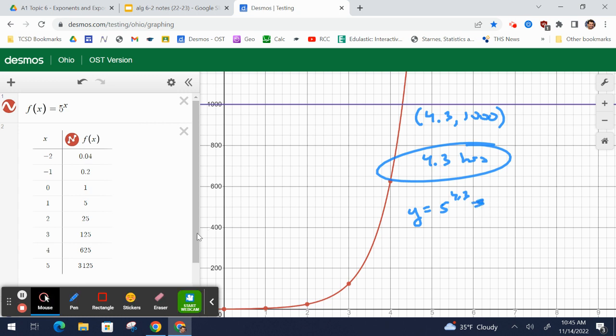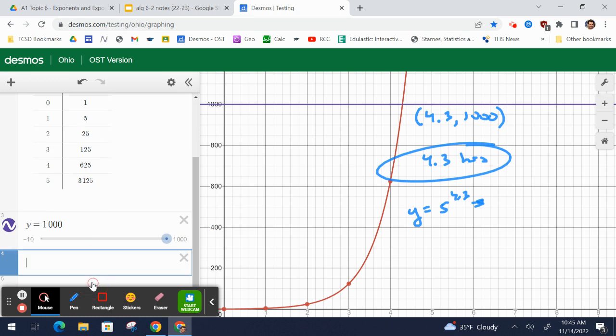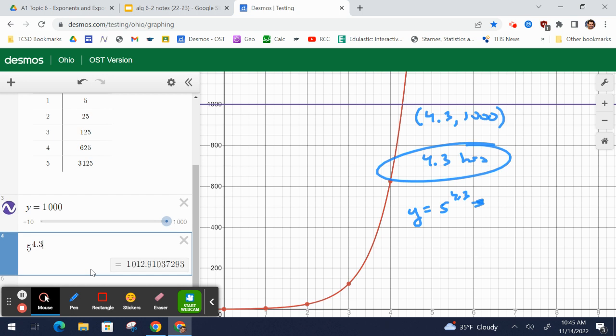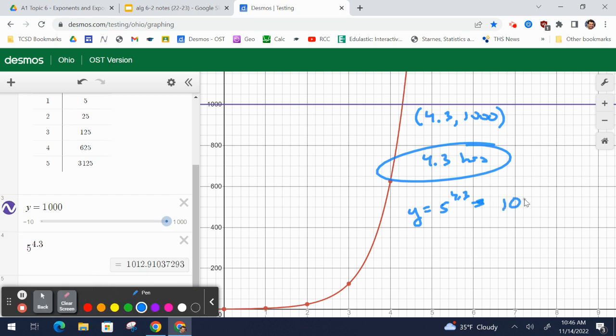So let me come down here. I'm not going to type in the y equals, just type in 5. Again, use the caret button, which is shift 6, and I'll do 4.3. And notice because we rounded up, it's going to be a little bit more than 1,000. So we got 1,013, and that'd be computers. So in 4.3 hours, this virus would affect 1,013 computers. All right, very good. Okay, next question.